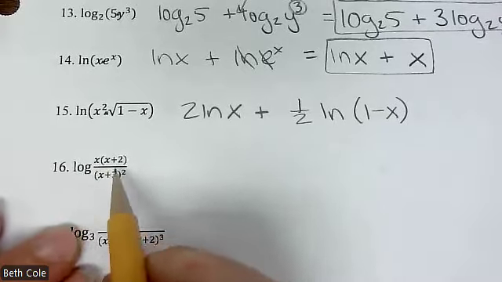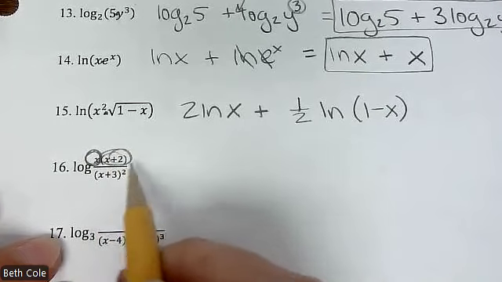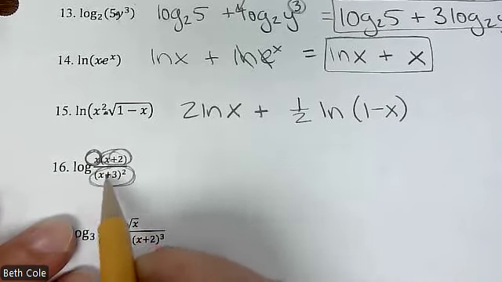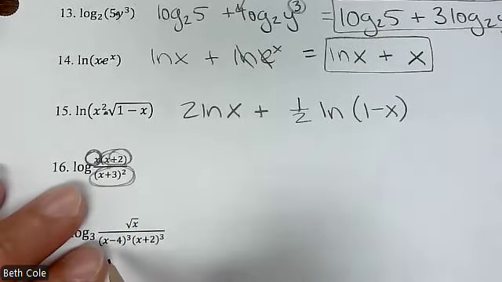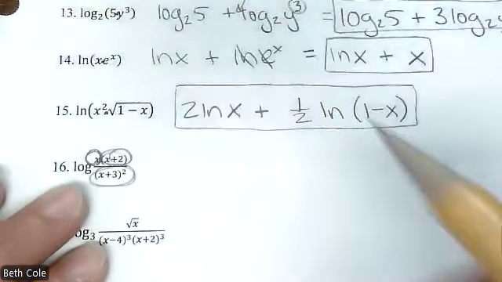This one's going to have 3 separate logarithms. We're going to have one for the x, one for the x plus 2, and then one for the x plus 3 squared. Oh yeah, that's the answer. We can't do anything else to that. Sorry.